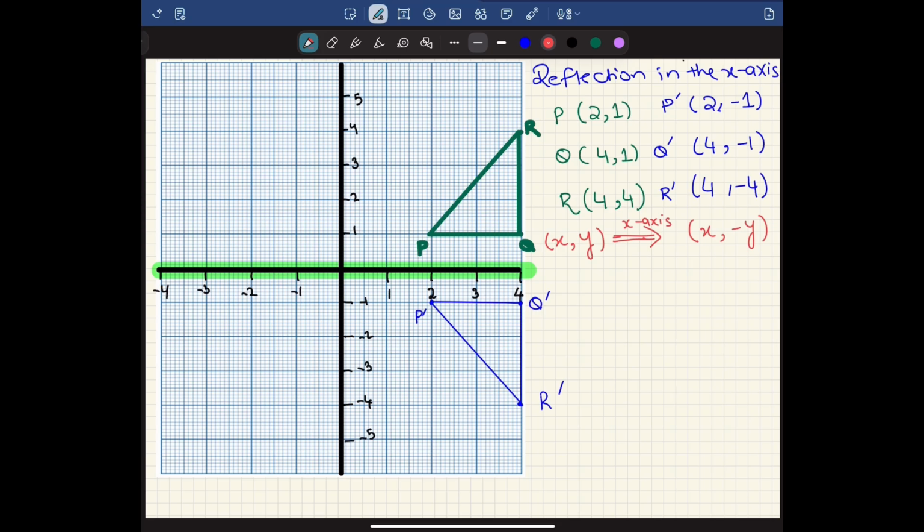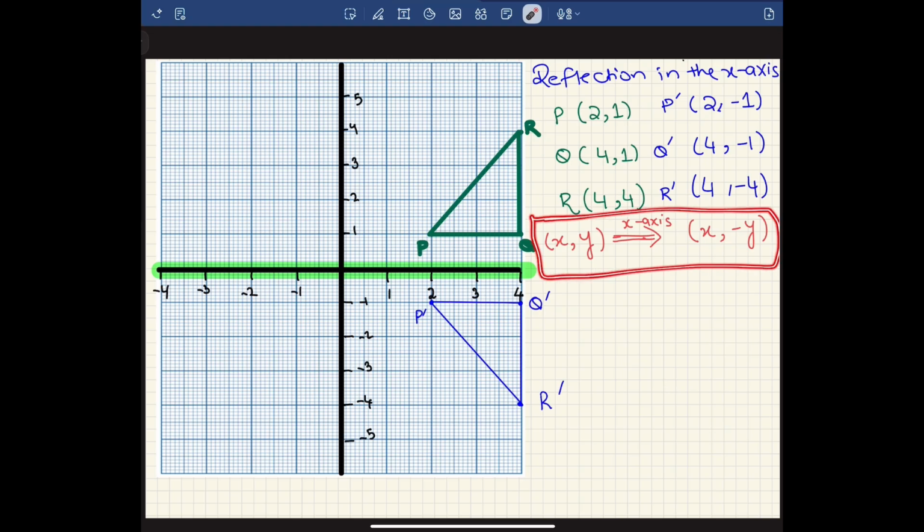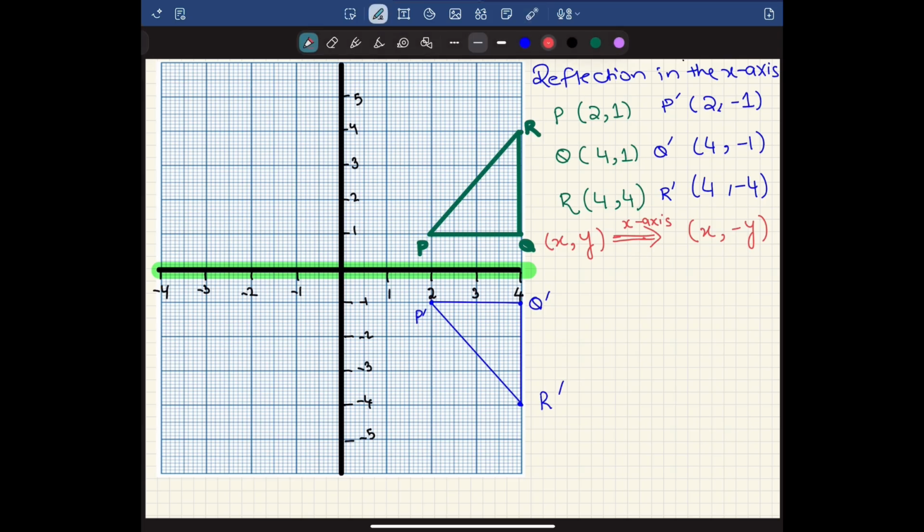Even though we can also find the image points graphically as we were doing previously, if you get a reflection along the x-axis in the paper, you can save yourself time by remembering this rule. Memorize it. I think it can come in very handy. All you have to do is change the sign of the y coordinate and you get a reflection along the x-axis. Okay, now let's have a look at reflection in the y-axis.